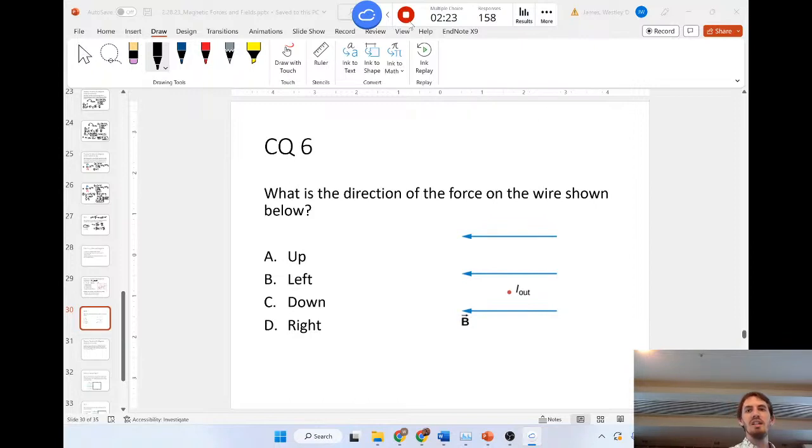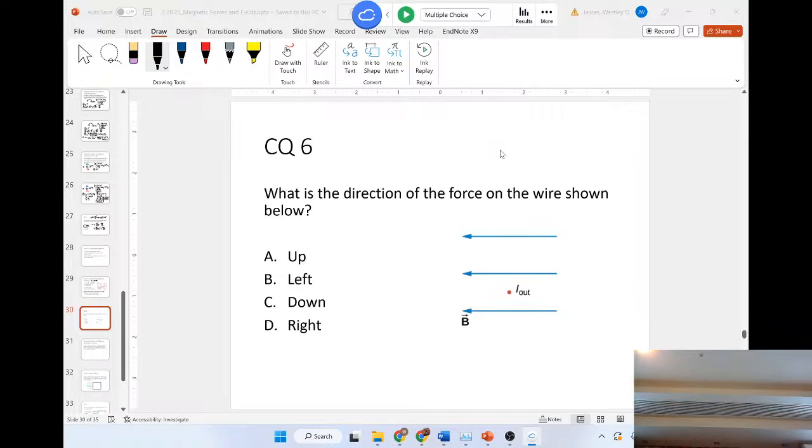4, 3, 2, 1. All right, let's shake out our arm, get it nice and limber. Flat hand, fingers point out of the board. Online people, I'll come back to the screen in a second and reveal the answer. Out of the board, and I need my fingers to swing to the left. They can't do that currently, so that's bad. So your thumb points down.